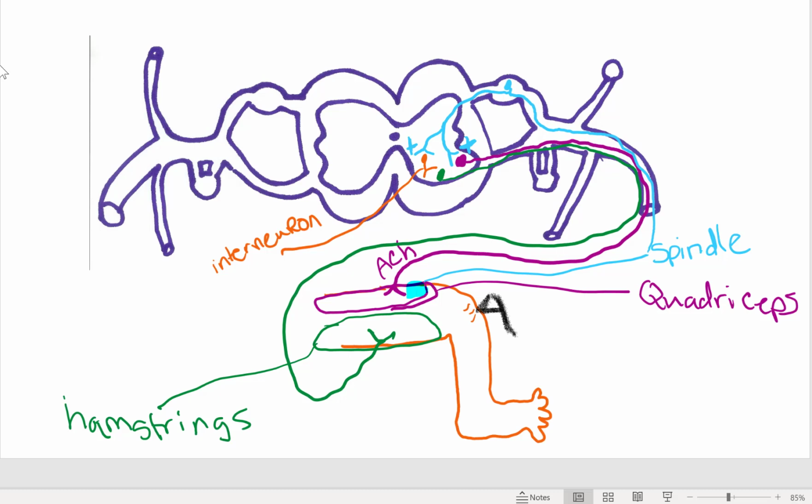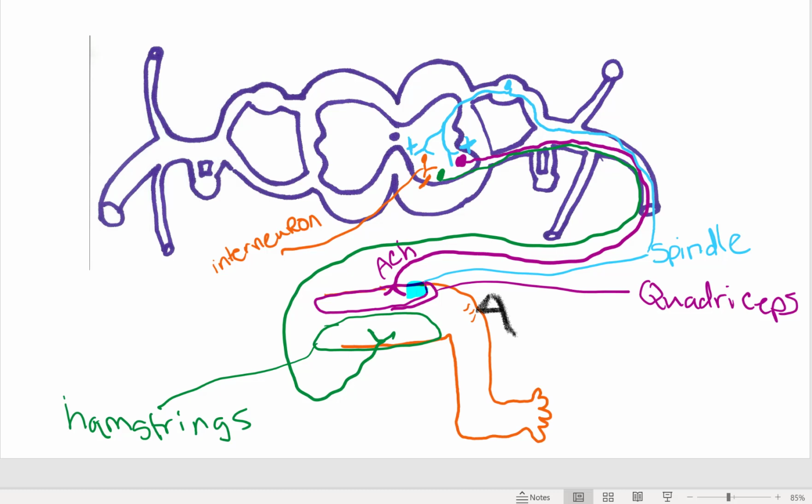But the interneuron that I've drawn here in orange would also reach threshold. It would fire an action potential. But what kind of neurotransmitter would this interneuron release onto the somatic motor neuron shown here in green that innervates the hamstrings? It would release an inhibitory neurotransmitter. So I'm showing this as a negative sign. Negative sign means inhibitory neurotransmitter released on the green somatic motor neuron.